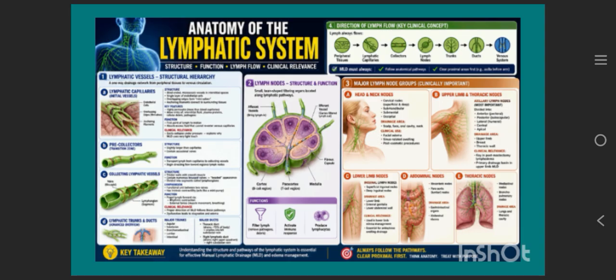So abdominal nodes, okay? That is mesenteric nodes and para-aortic lumbar nodes. These two are abdominal nodes. The drainage area for abdominal nodes are gastrointestinal organs and abdominal viscera. These two are the drainage area of abdominal nodes, okay?